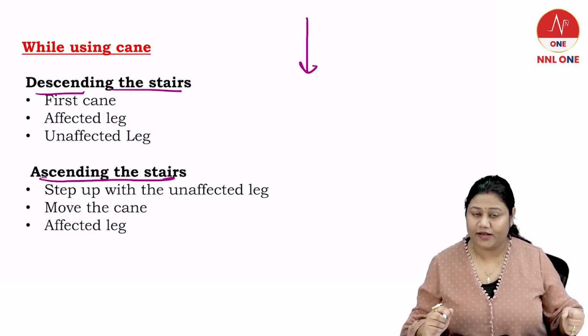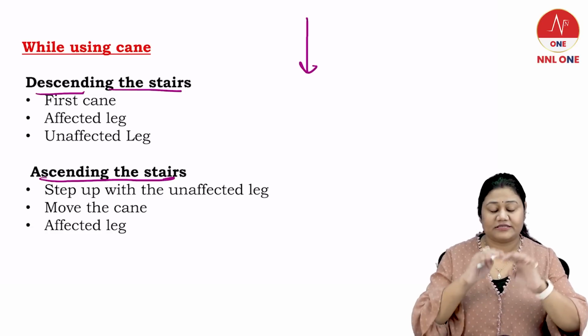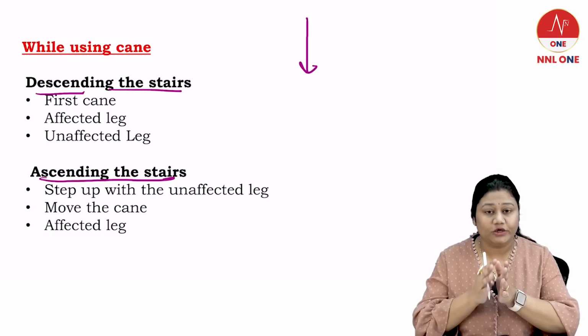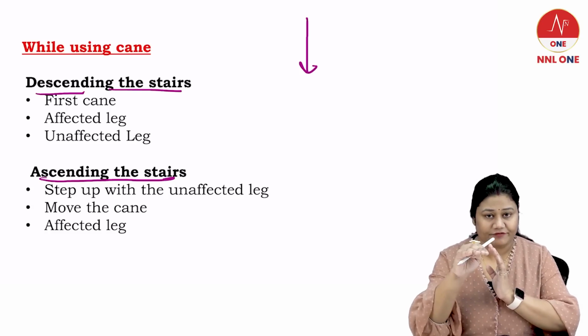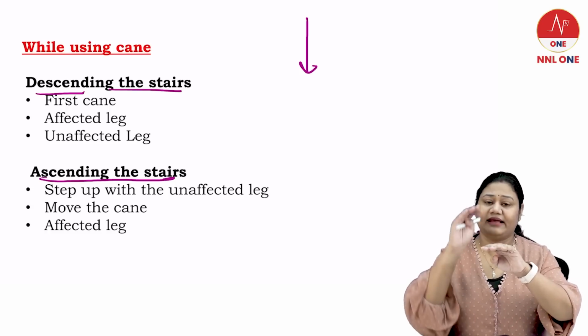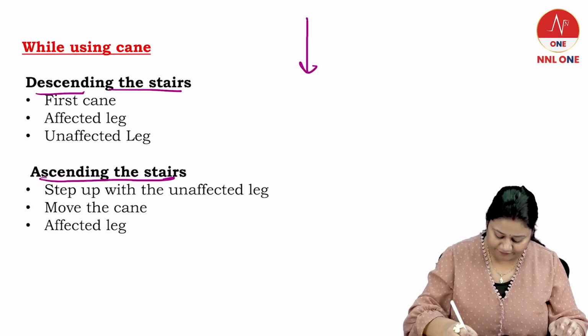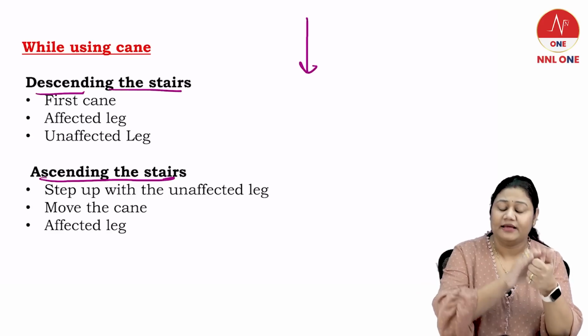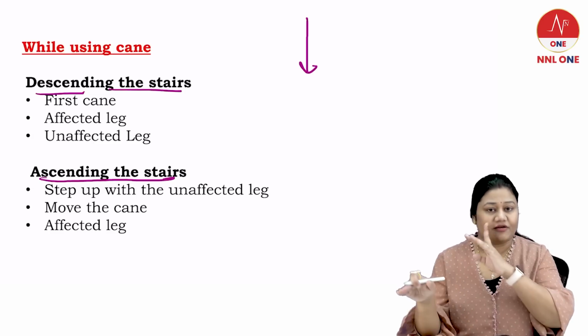I am holding the cane on the unaffected side, and when I am ascending the stairs, I will always go up with the good leg. So unaffected leg first, then cane, then affected leg, right? This is how I have to move. First is your good leg, then cane, then your affected leg.